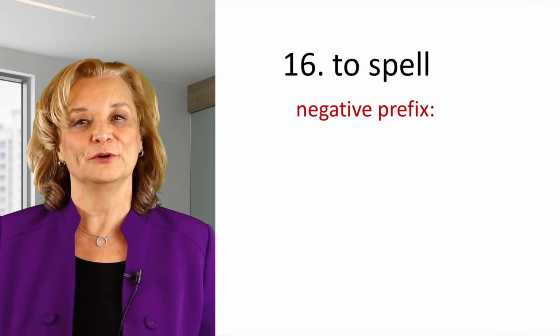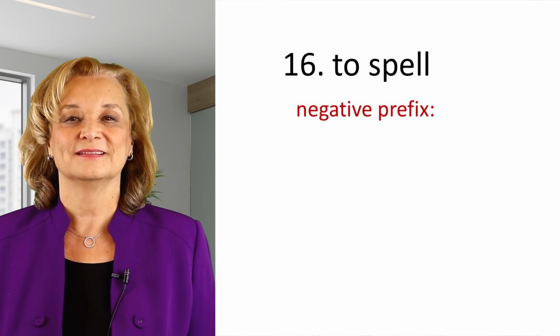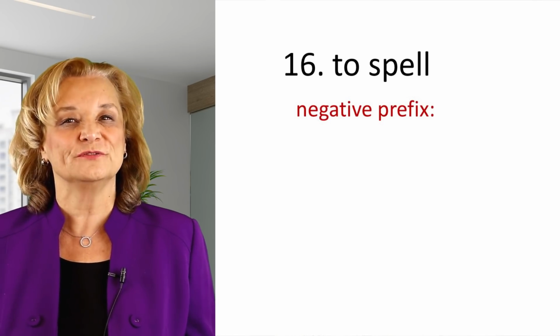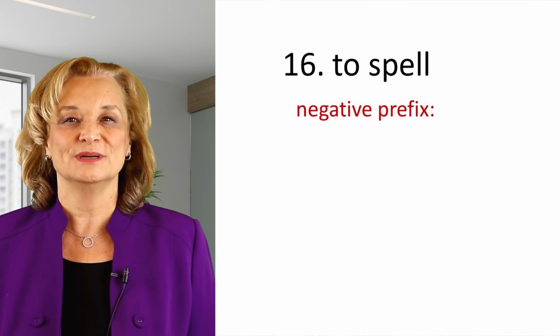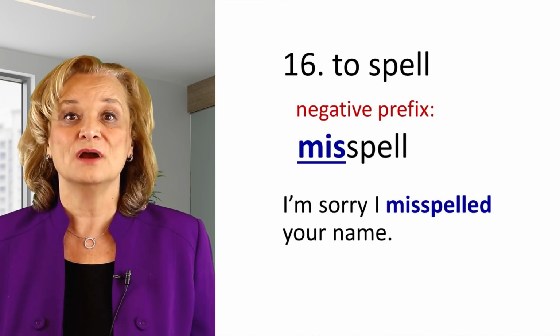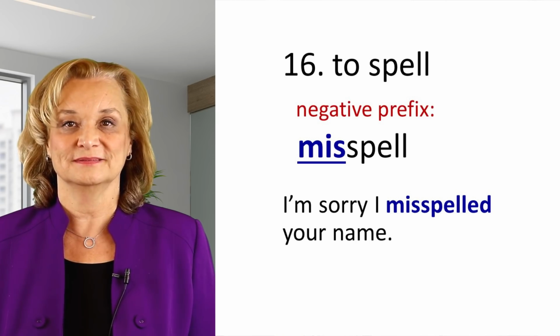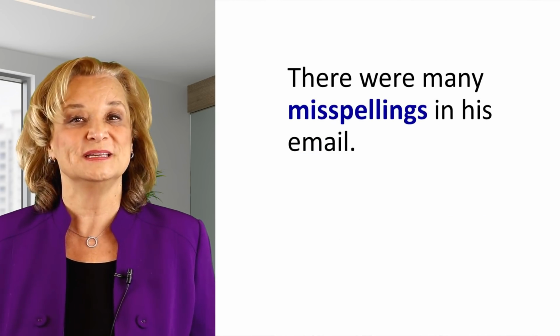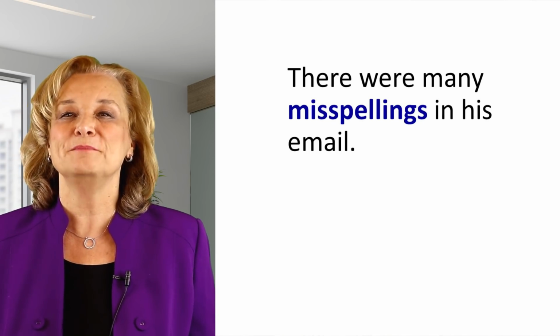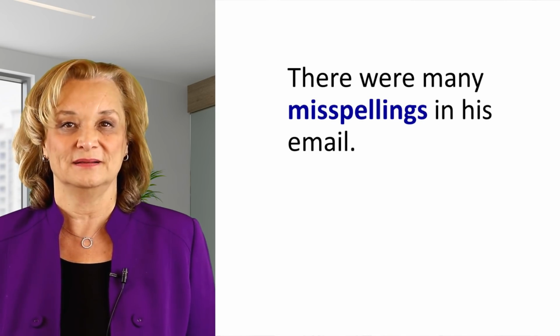The next one is a verb, to spell. And if you don't spell something correctly, which verb do we use? What's the prefix? To misspell. I'm sorry I misspelled your name. We can also use misspell as a noun, misspelling. There were many misspellings in his email.